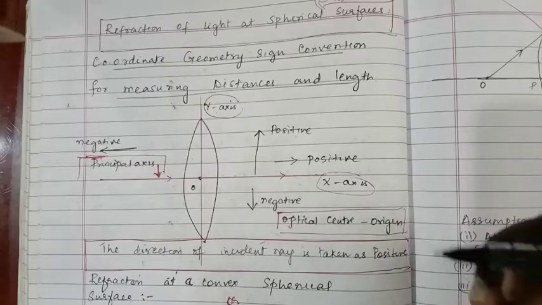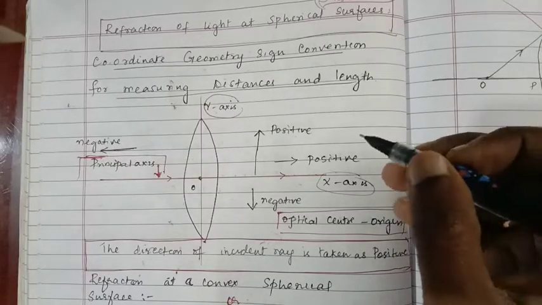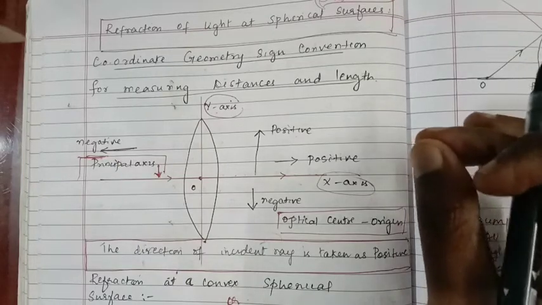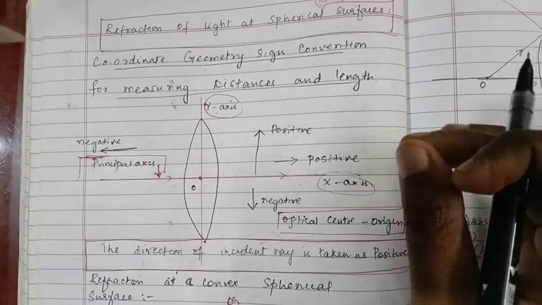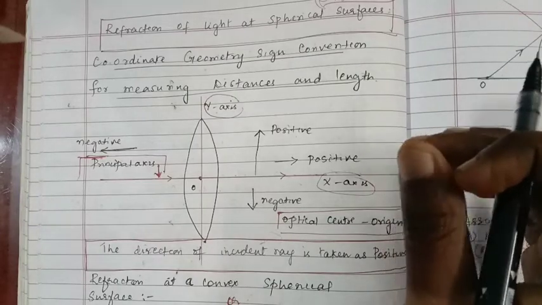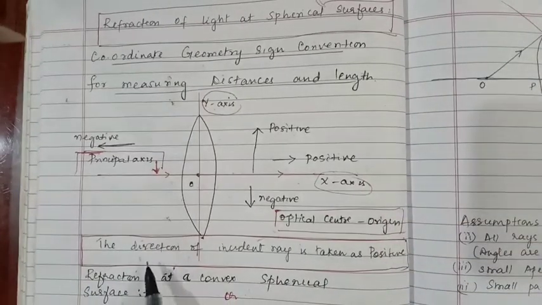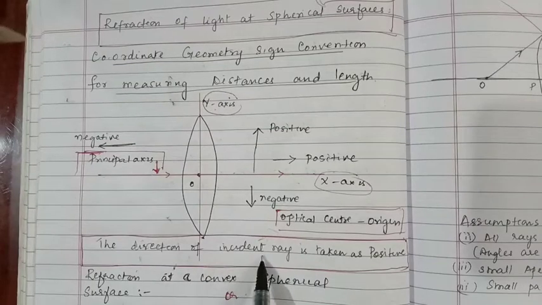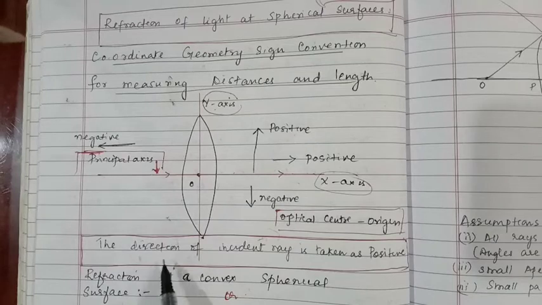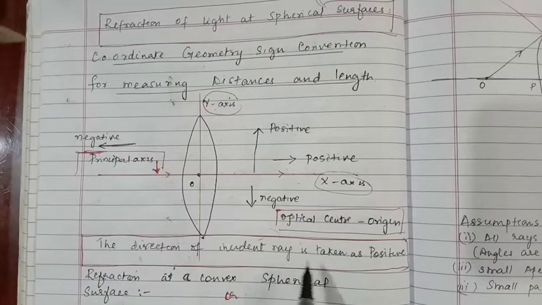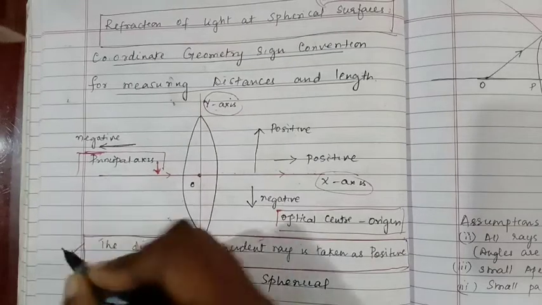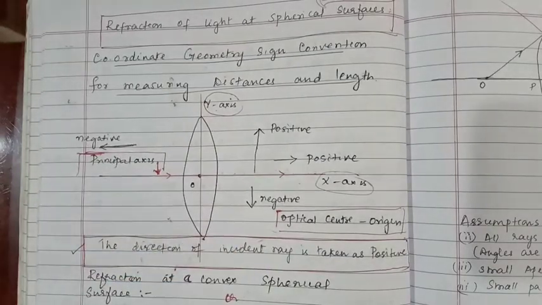Again, I want to tell you one thing. You keep that in mind. That is very, very important as far as sign convention is concerned when you are doing numericals. The direction of incident ray is taken as positive. This is the thing you have to remember.